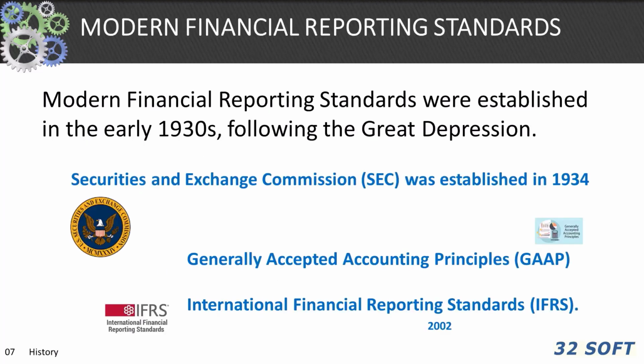In the United States, the first modern financial reporting standards were established in the early 1930s, following the Great Depression. The Securities and Exchange Commission was established in 1934, and over the years, financial reporting standards have continued to evolve with the introduction of GAAP and the International Financial Reporting Standards.